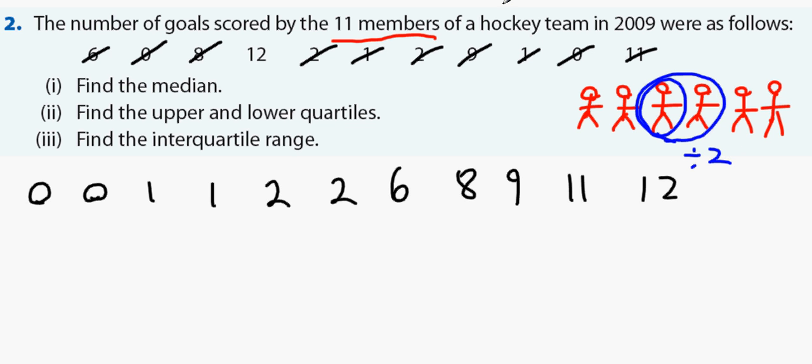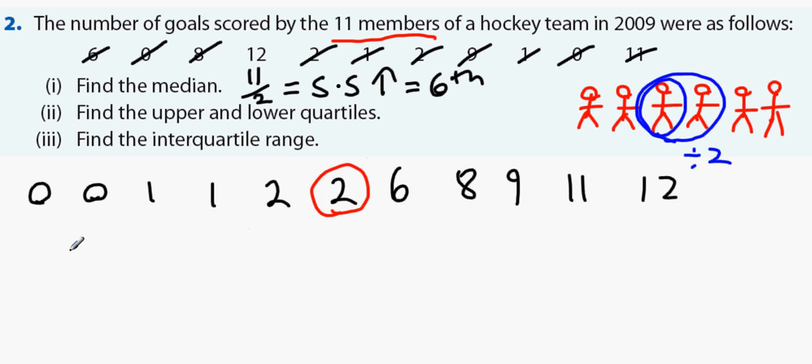So to find the median, what we need to do is, we know there's 11 players. We divide 11 by 2. When we divide 11 by 2, we get 5.5. Okay, we round up, so this means that the 6th person is in the middle. So all we have to do is count 1, 2, 3, 4, 5, 6. The 6th person is 2. Therefore, the answer to part 1, the median, is going to be 2.